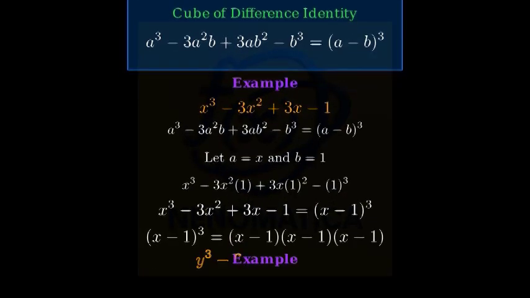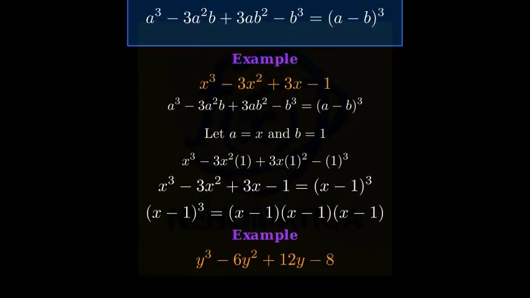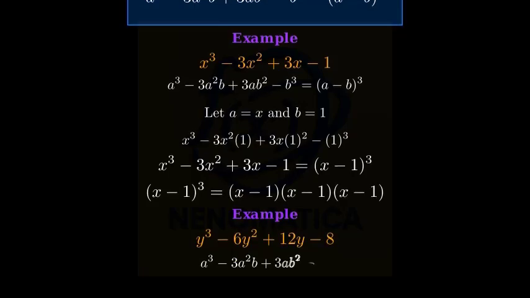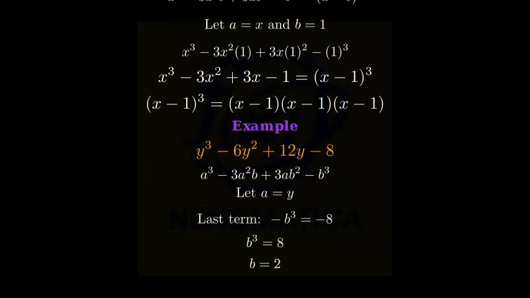We need to factorize y cubed minus 6y squared plus 12y minus 8. This doesn't immediately match our identity, but let's try to see if we can make it fit. Let's try a equals y, and b equals some value. We need to determine what b is. Looking at the last term, negative 8, we know that's negative b cubed. So b cubed equals 8, which means b equals 2.